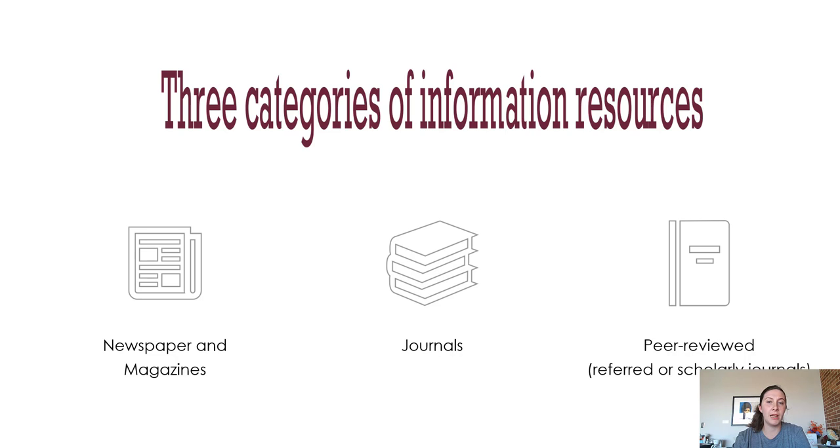So there are three categories of information resources. There's newspapers and magazines, journals, and then peer-reviewed or scholarly journals. To start off with, I'm going to discuss newspapers and magazines.